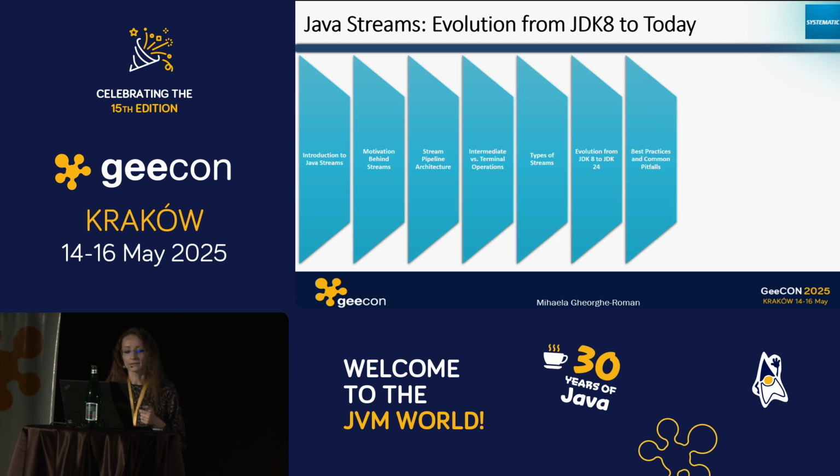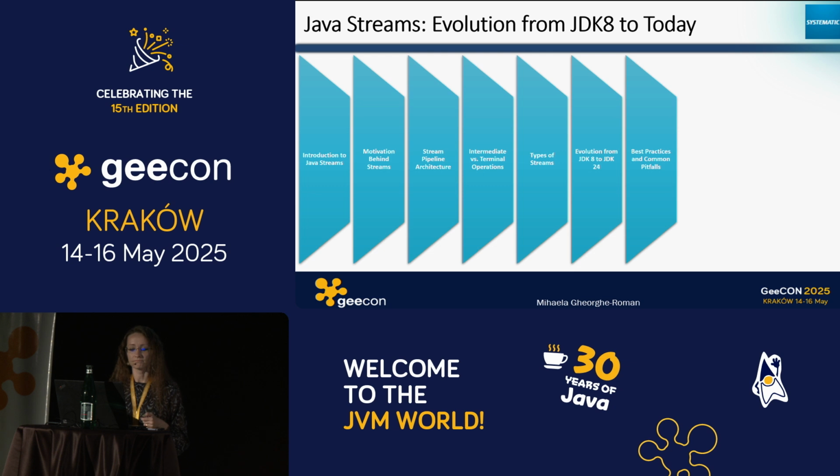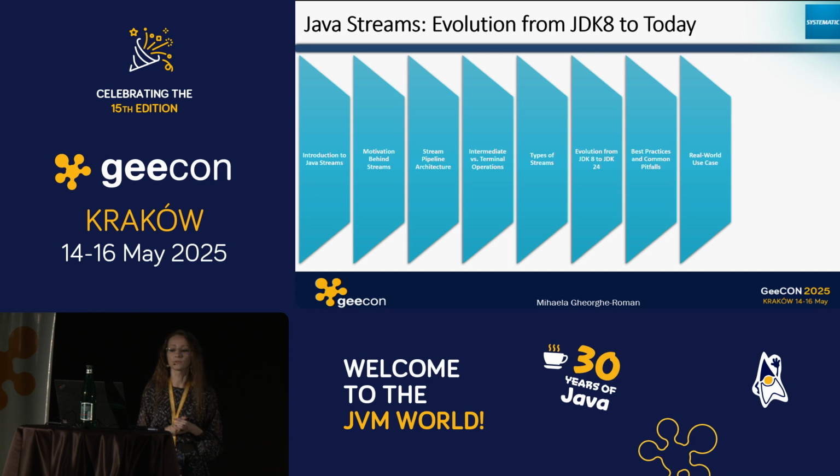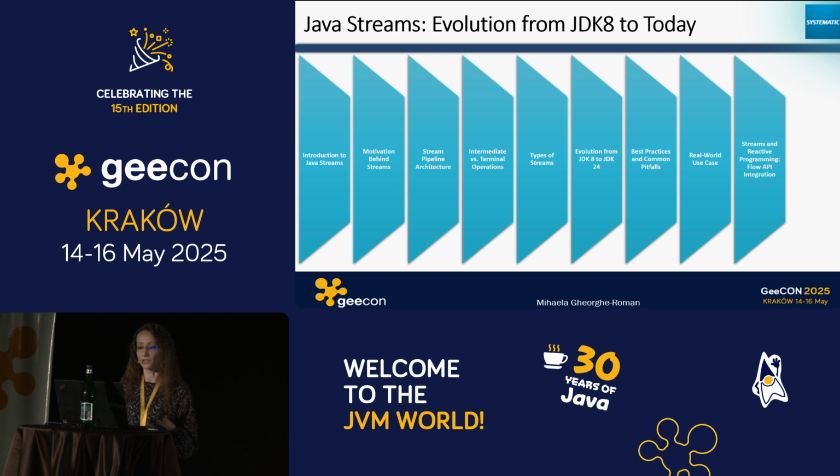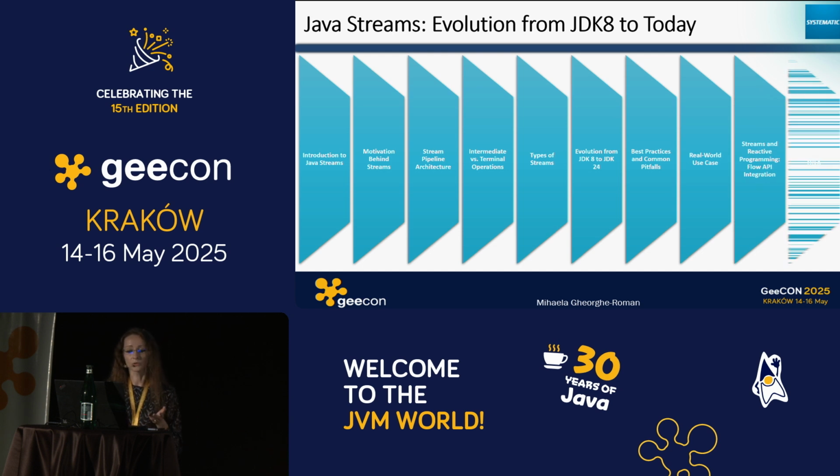Afterwards, towards the end, I will share some best practices and common pitfalls at the same time, and I will provide some examples of dos and don'ts that I have also seen in practice. Finally, we will touch on how streams connect to reactive programming through the Flow API, which is opening the doors for asynchronous or non-blocking data processing in modern applications. And of course, we'll finish with a quick summary and Q&A at the end.